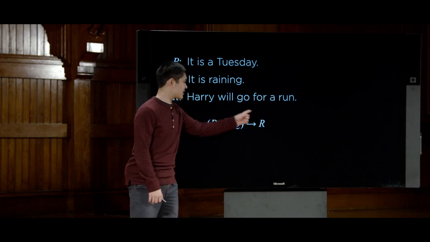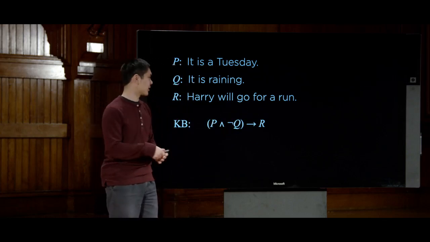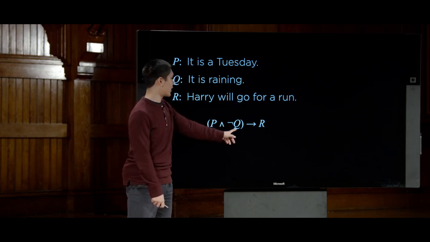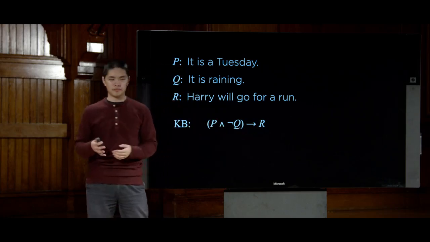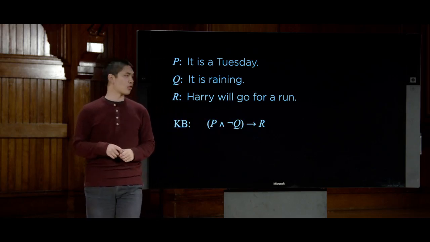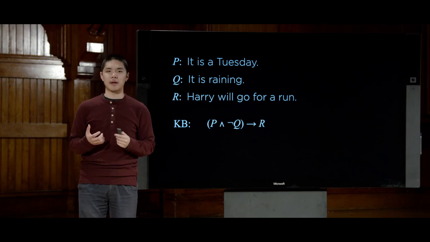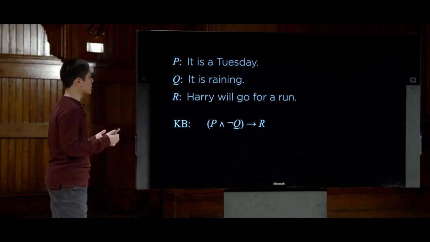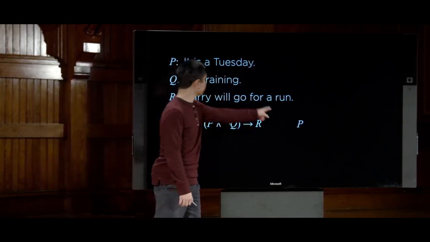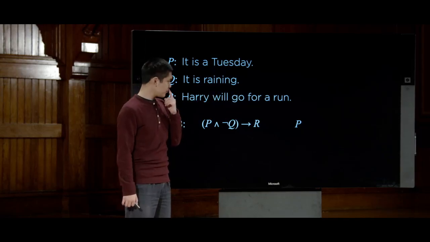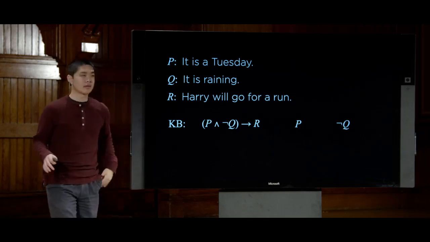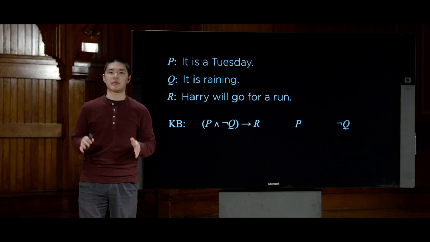So the way to read this entire sentence, in human natural language at least, is if it is a Tuesday and it is not raining, then Harry will go for a run. And that is now inside of our knowledge base. Let's now imagine that our knowledge base has two other pieces of information as well. It has information that P is true, that it is a Tuesday. And we also have the information not Q, that it is not raining, that this sentence Q, it is raining, happens to be false.